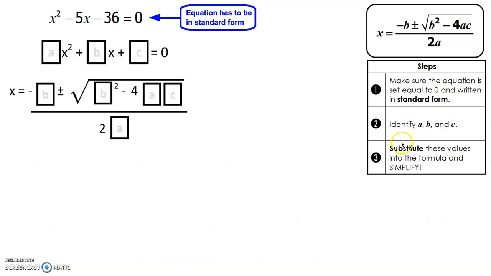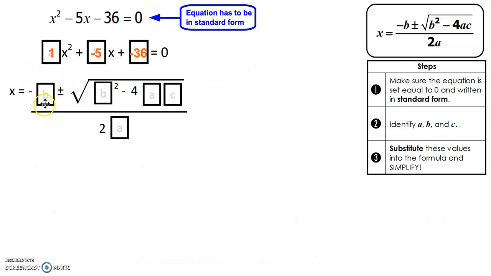Our next step is to identify our a, b, and c values. So I have these little placeholders here. What's the coefficient of our x squared? It's 1. Coefficient of our x term is negative 5. And our c is negative 36. It's these a, b, and c values that then get plugged in to those places in the quadratic formula.